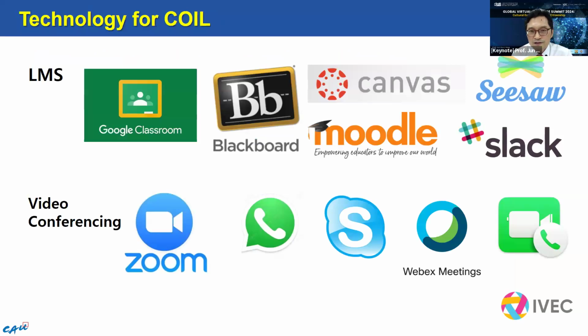And someone asks, what kind of technology should be used for the COIL? There are many different things. For the LMS, as I told you, my university is using Canvas, and some universities are using Blackboard. Some universities are using Moodle. They are not exchangeable with each other. But it doesn't matter actually, because Google Classroom or Slack are also good alternatives for the LMS. So in that case, we sometimes just skip our own university system.